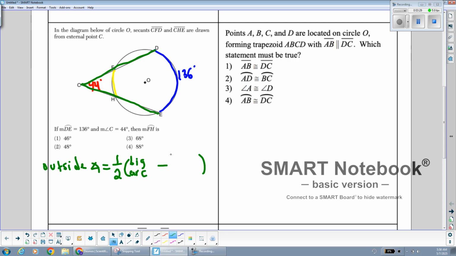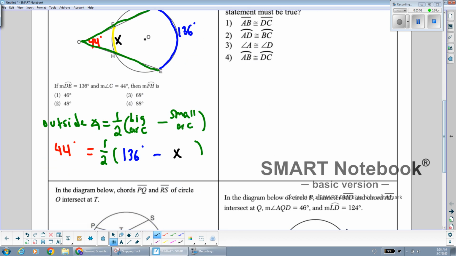Big intercepted arc minus small intercepted arc. So here we know the outside angle is 44 degrees. And I know the big intercepted arc is 136 degrees. But what I don't know is the little intercepted arc, so I'll represent that as x. I'm going to start off by multiplying both sides by 2 to get rid of the 1/2. 44 times 2 is 88. And that's equal to 136 minus x.